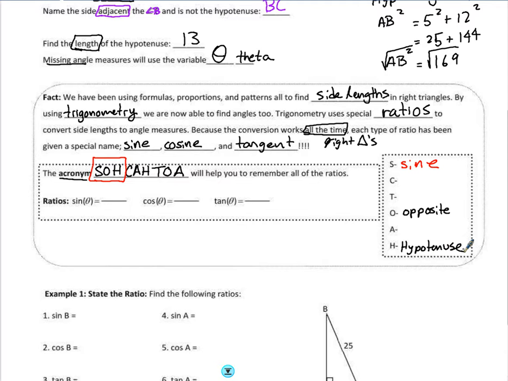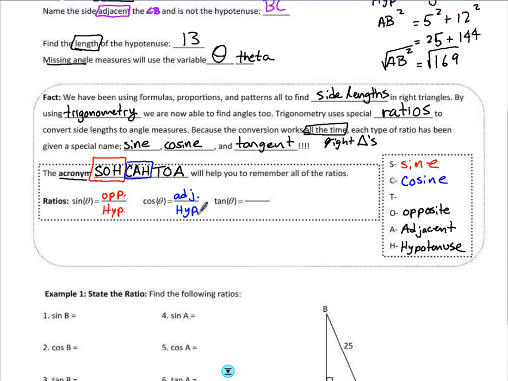So when we're looking at the sine of theta, the sine of a certain angle is equal to the opposite side divided by the hypotenuse. CAH, so CAH goes with cosine, C goes with cosine. A stands for adjacent side, and H also stands for hypotenuse. So here, when we're talking about the cosine of an angle, its ratio is the adjacent side divided by the hypotenuse.